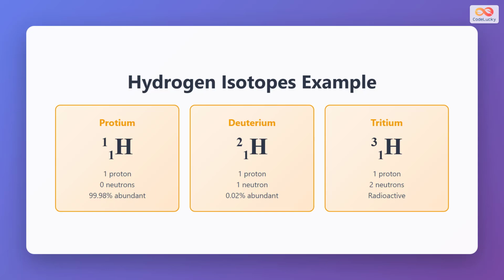Hydrogen provides another excellent example of isotopes, and these isotopes even have special names. Protium is the most common form, with 1 proton and 0 neutrons, making up 99.98% of all hydrogen. Deuterium has 1 proton and 1 neutron, found in only 0.02% of hydrogen. Tritium has 1 proton and 2 neutrons and is radioactive. These three isotopes all behave chemically like hydrogen, but their mass differences make them useful for different applications.